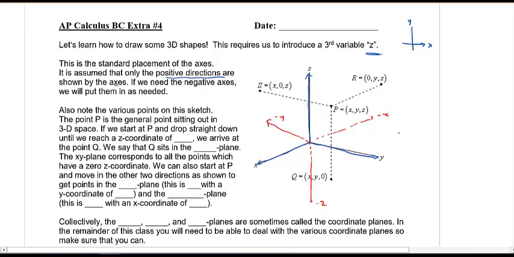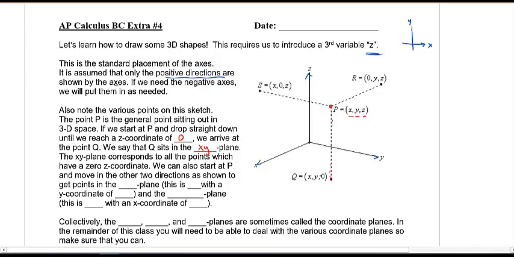So also note the various points on this sketch. Notice I have a point P, okay? And the point P here seems like it's sticking out in 3D space. It is, because P is a point that has three coordinates, X, Y, and a Z. Now notice if I were to drop P straight down until we reach a Z coordinate of 0, so if I drop it down to like the floor, we arrive at the point Q.